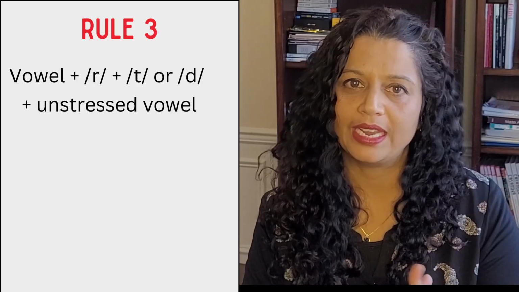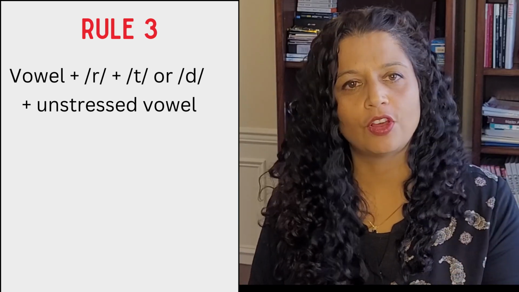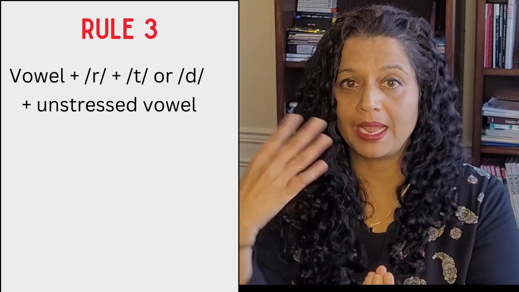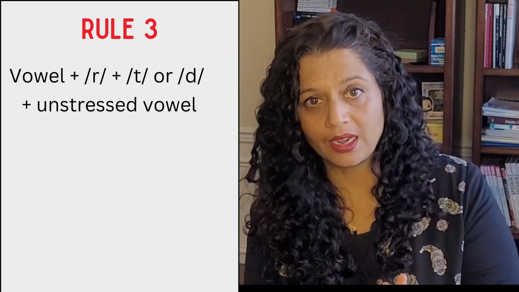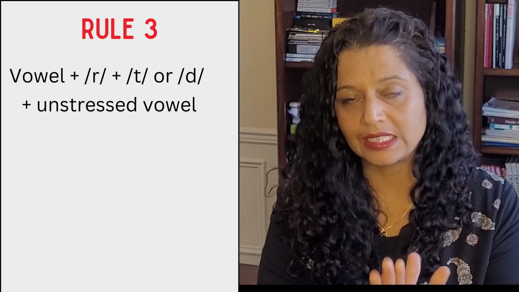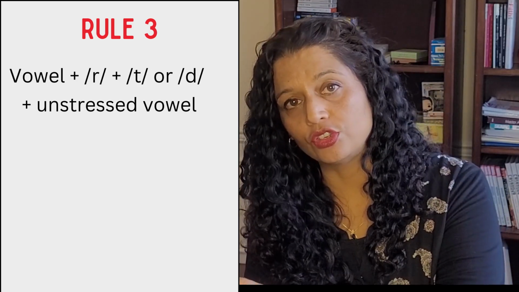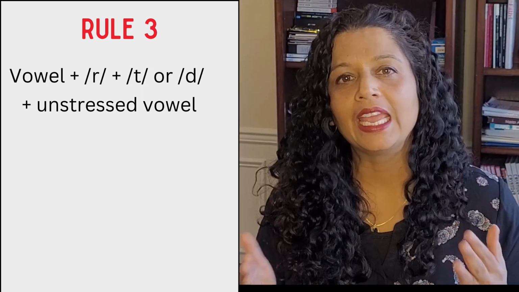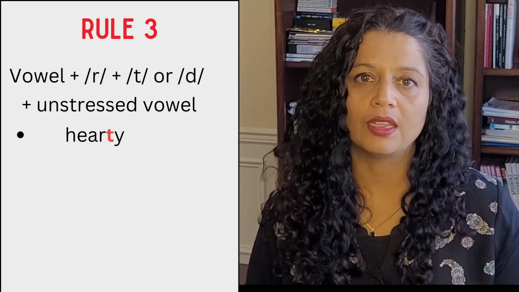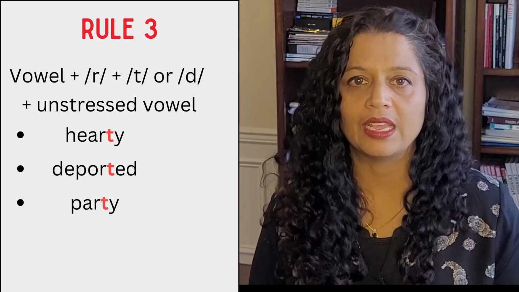Rule number 3. If you have a vowel followed by an R, followed by a t, d, followed by an unstressed vowel, that t, d, also changes into a flap sound. Here are some examples. Hardy, deported, party, 30.